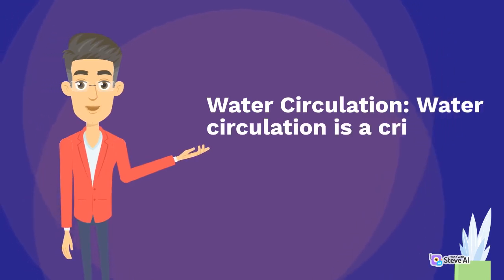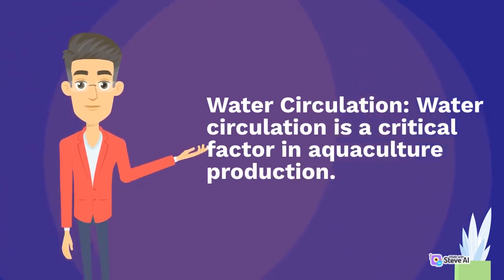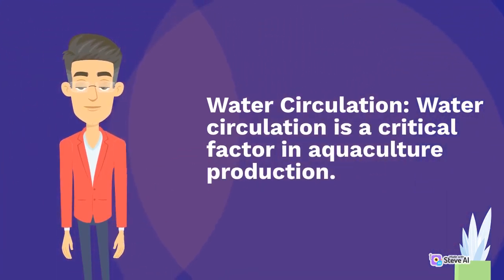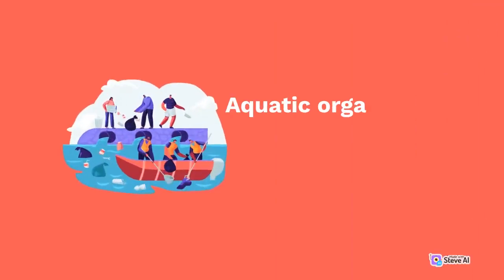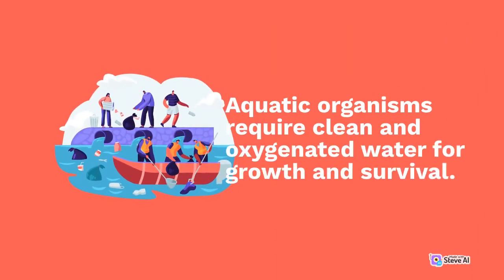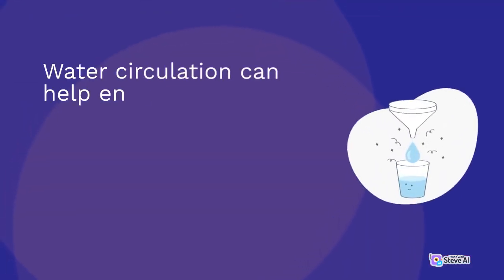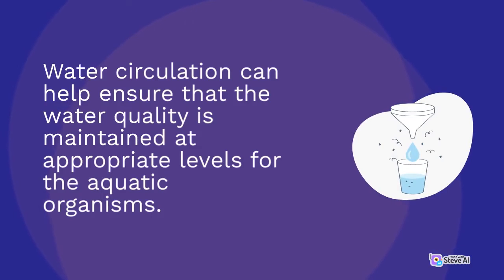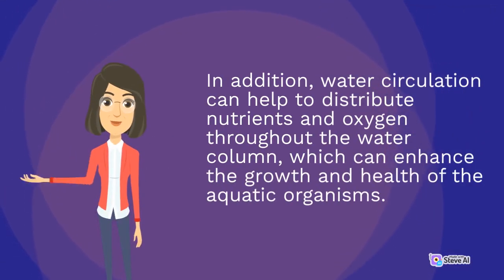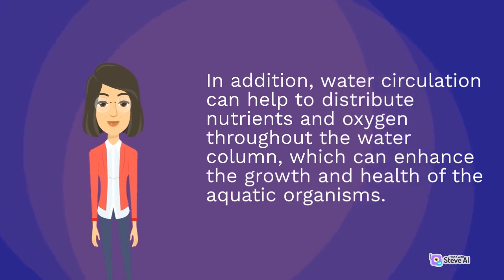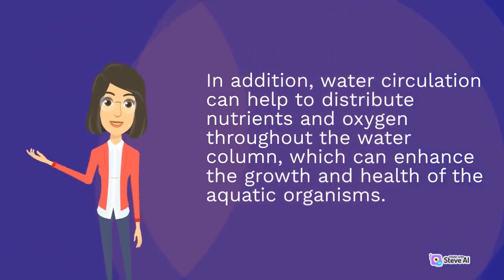Water circulation. Water circulation is a critical factor in aquaculture production. Aquatic organisms require clean and oxygenated water for growth and survival. Water circulation can help ensure that the water quality is maintained at appropriate levels for the aquatic organisms. In addition, water circulation can help to distribute nutrients and oxygen throughout the water column, which can enhance the growth and health of the aquatic organisms.